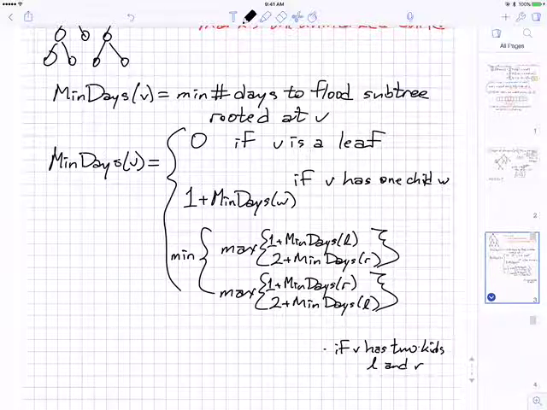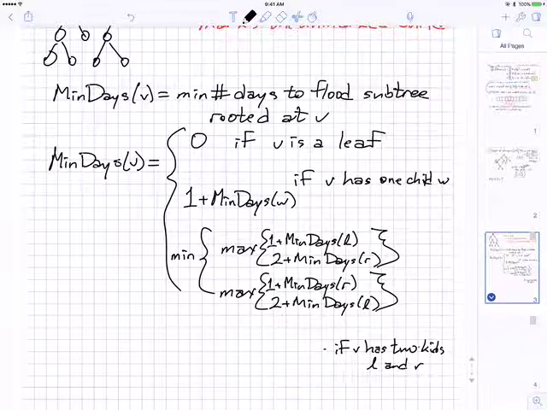Okay, so I have a choice. I either mark L first, and then the subtree rooted at L will be flooded at the end of 1 plus min days of L, and the right subtree will be flooded at the end of 2 plus min days of R, or I'll go the other way. And whichever one of these two maxima is smaller, that's the one I'll take.